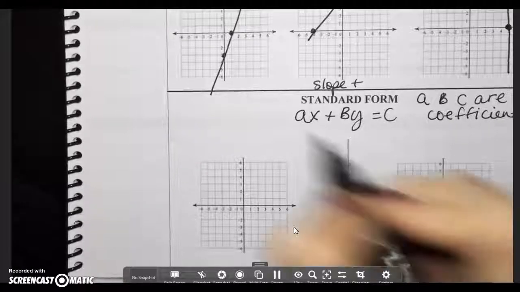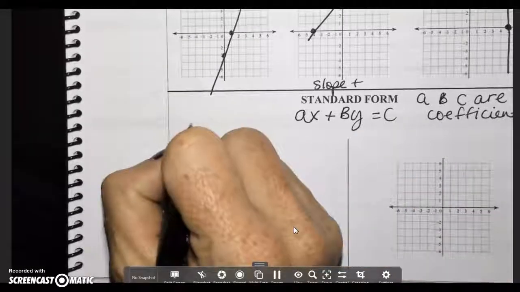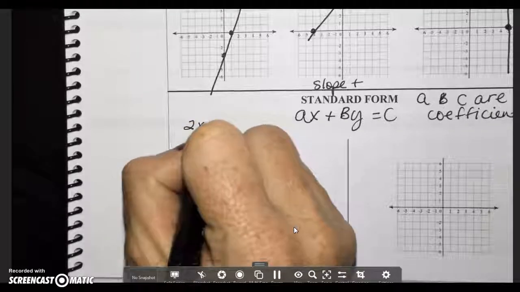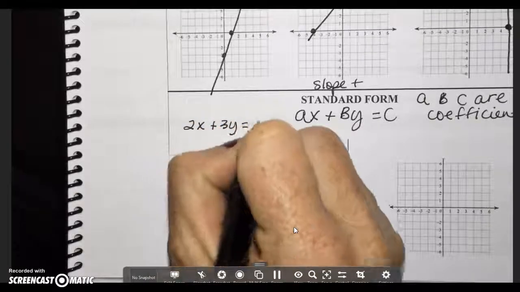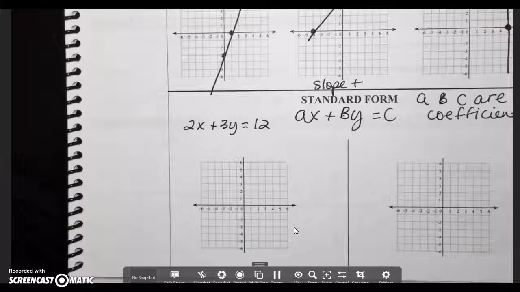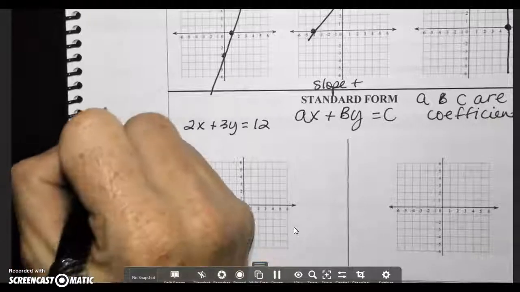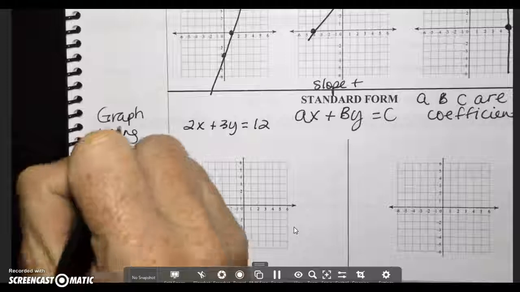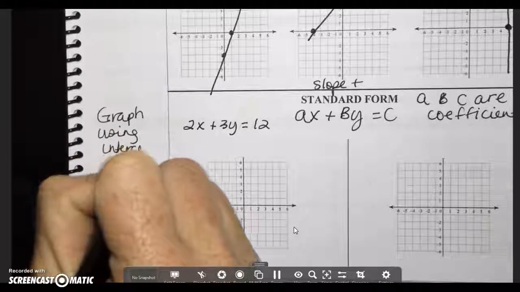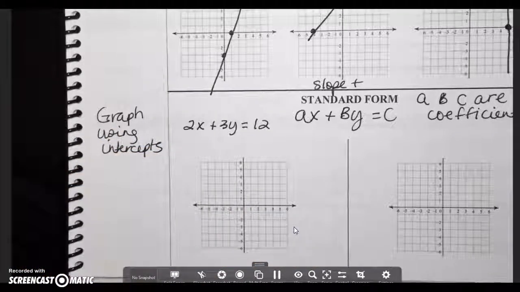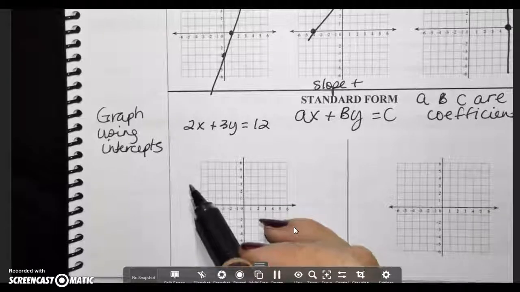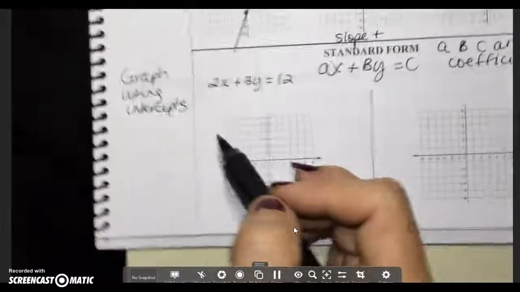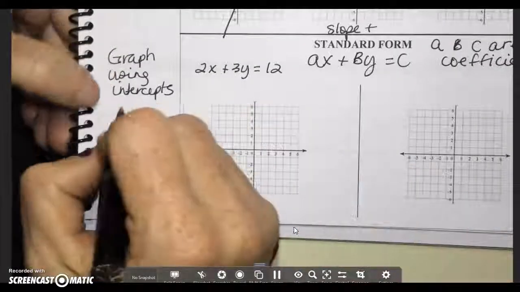So I'll give you one. How about 2x plus 3y equals 12? Now we got less letters going on, right? Well, I want you to graph this using your intercepts. Okay. What do you know about x-intercepts? They have a y value of what? They have a y value of 0.